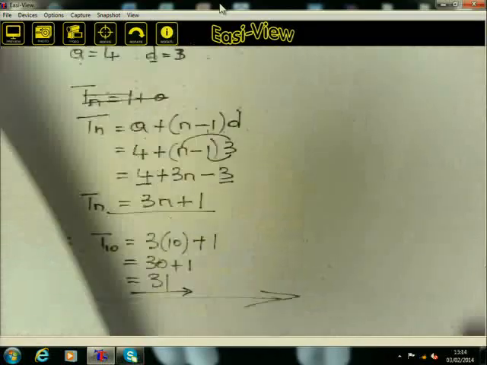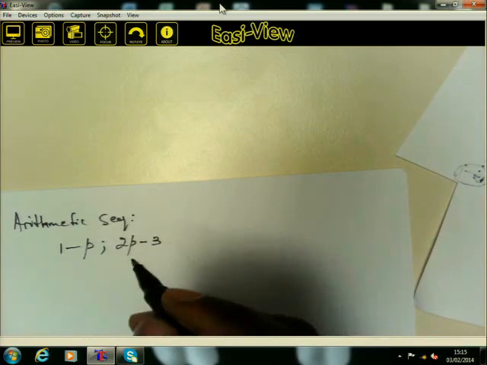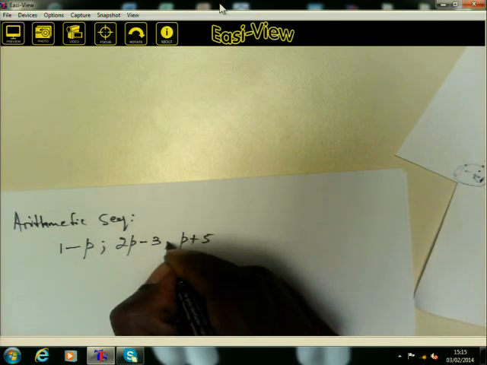The nth term of an arithmetic sequence. Right. Like I indicated, it's not always that we are going to get a sequence with single terms, like 3, 5, 7. We can get a sequence that is made up of binomials. For example, we can have a sequence, still arithmetic, given as 1 minus p, 2p minus 3, and then p plus 5. We can have that as a sequence.